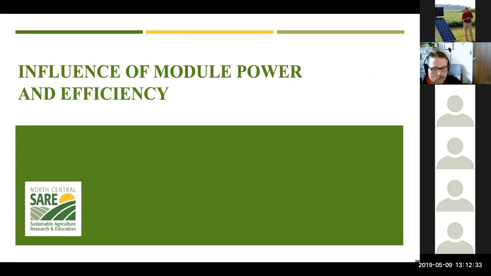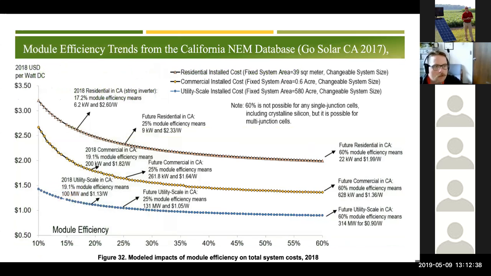Real quickly, I want to just touch on module efficiency and power. This is a chart that's looking at efficiency trends in the California market, which are similar nationwide. We're focused on this center line, which is looking at commercial systems. And in 2018, they were looking at an average of 19.1% module efficiency for commercial systems, giving us this average install cost of $1.82 per DC watt.